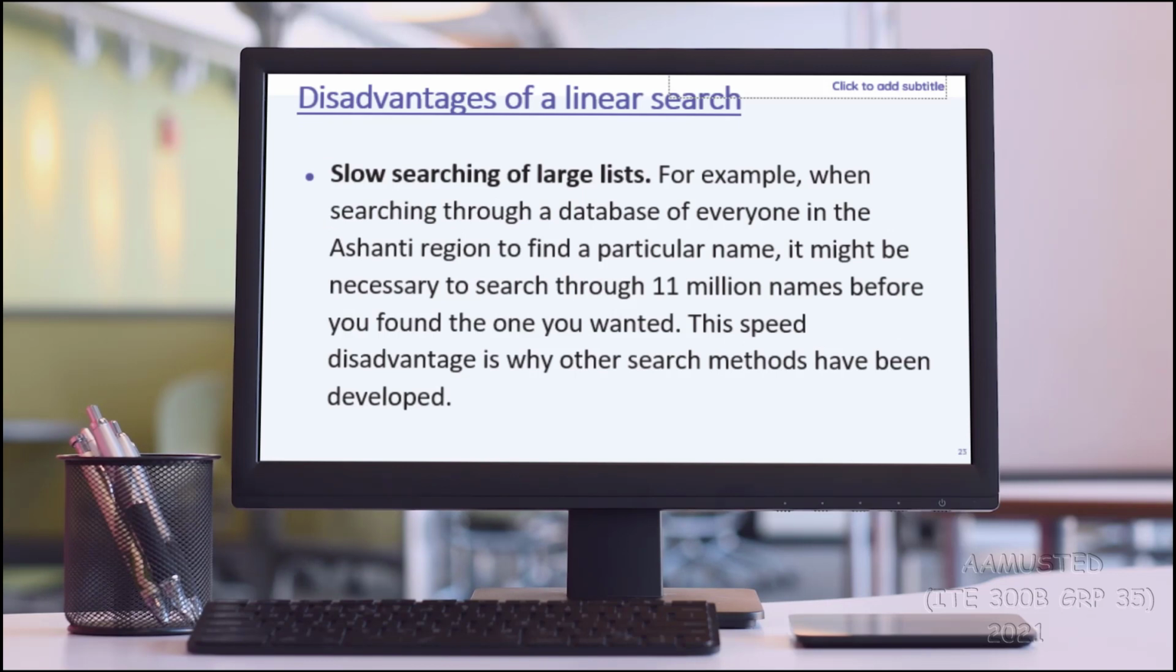We now take a look at a disadvantage of linear search. In the disadvantage, we see that it is going to be very slow if the list is huge or large. For example, when searching through a database of everyone in the Ashanti region to find a particular name or a particular person, you will realize that it might take a necessarily long time to search through 11 million people before you find the one you wanted. This is a very big disadvantage when we are looking in big chunks of data. So this is the only disadvantage of linear search.